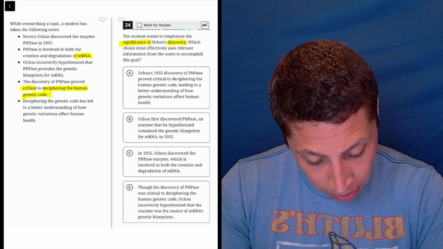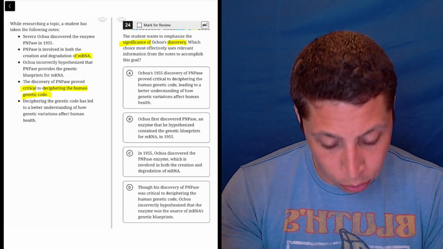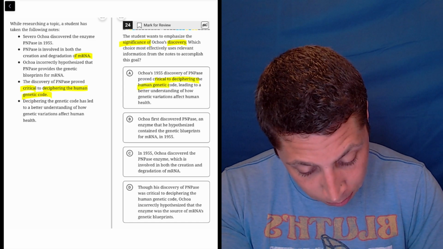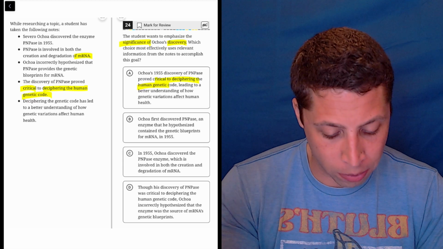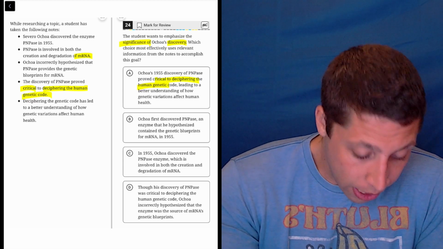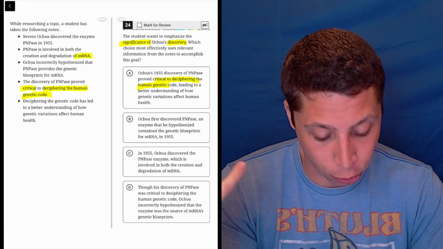Let's see what we get here. Ochoa's 1955 discovery of this thing proved critical to deciphering the human genetic code. So that seems like they're literally just copying it, leading to a better understanding of how genetic variations affect human health. Yeah, that seems right. Maybe we don't need the other part, but there's nothing wrong with keeping it. So that seems okay. Let's look at the other choices.